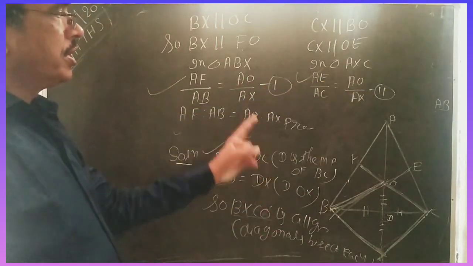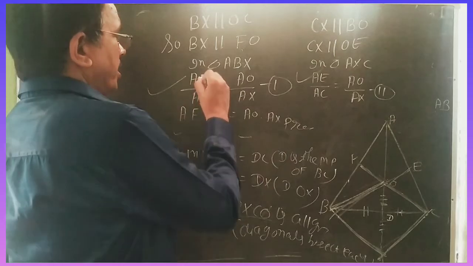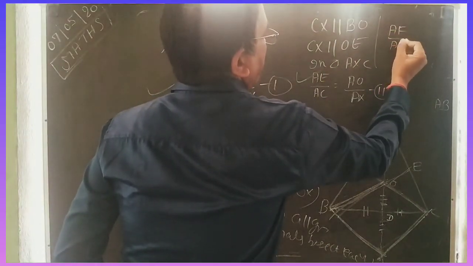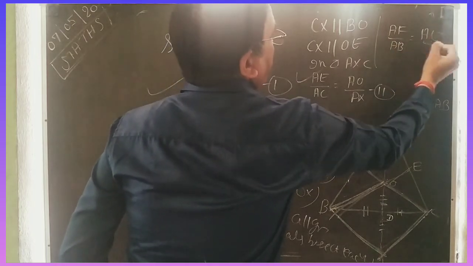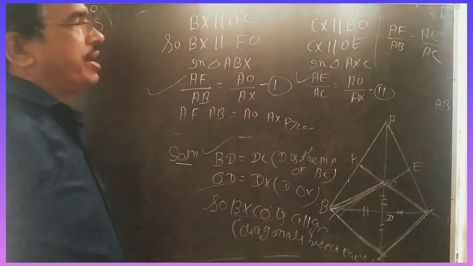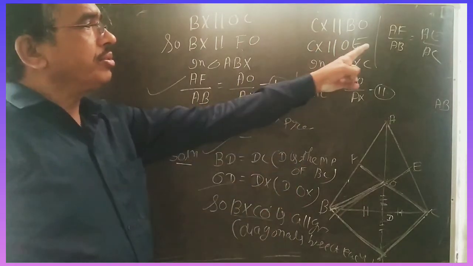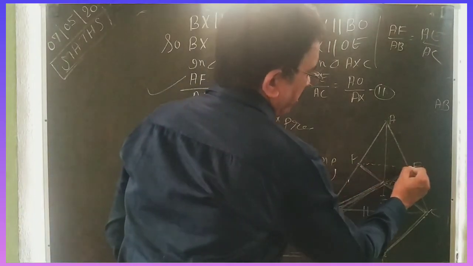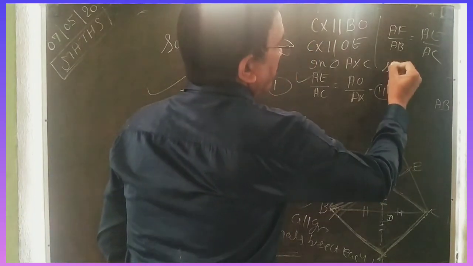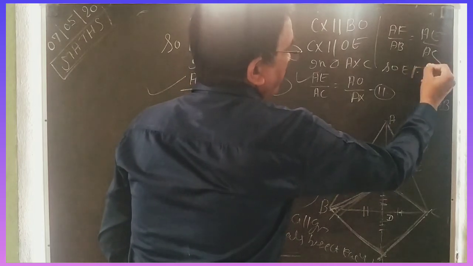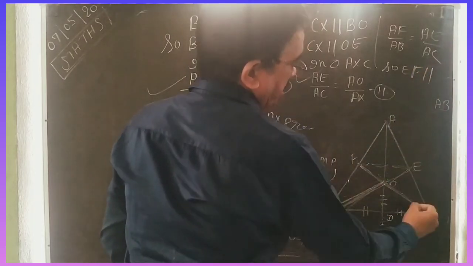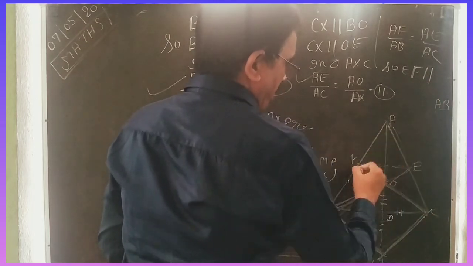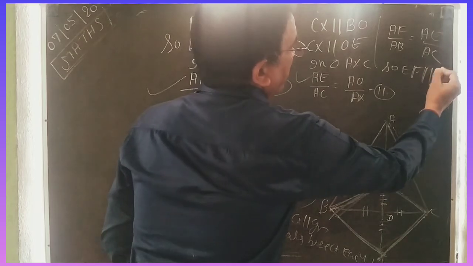The RHS will be equal, so from first and second, the LHS will be equal. So you write AF by AB is equal to AE by AC from equations first and second. So what do you conclude here? If the ratios are equal, then EF is parallel to BC.